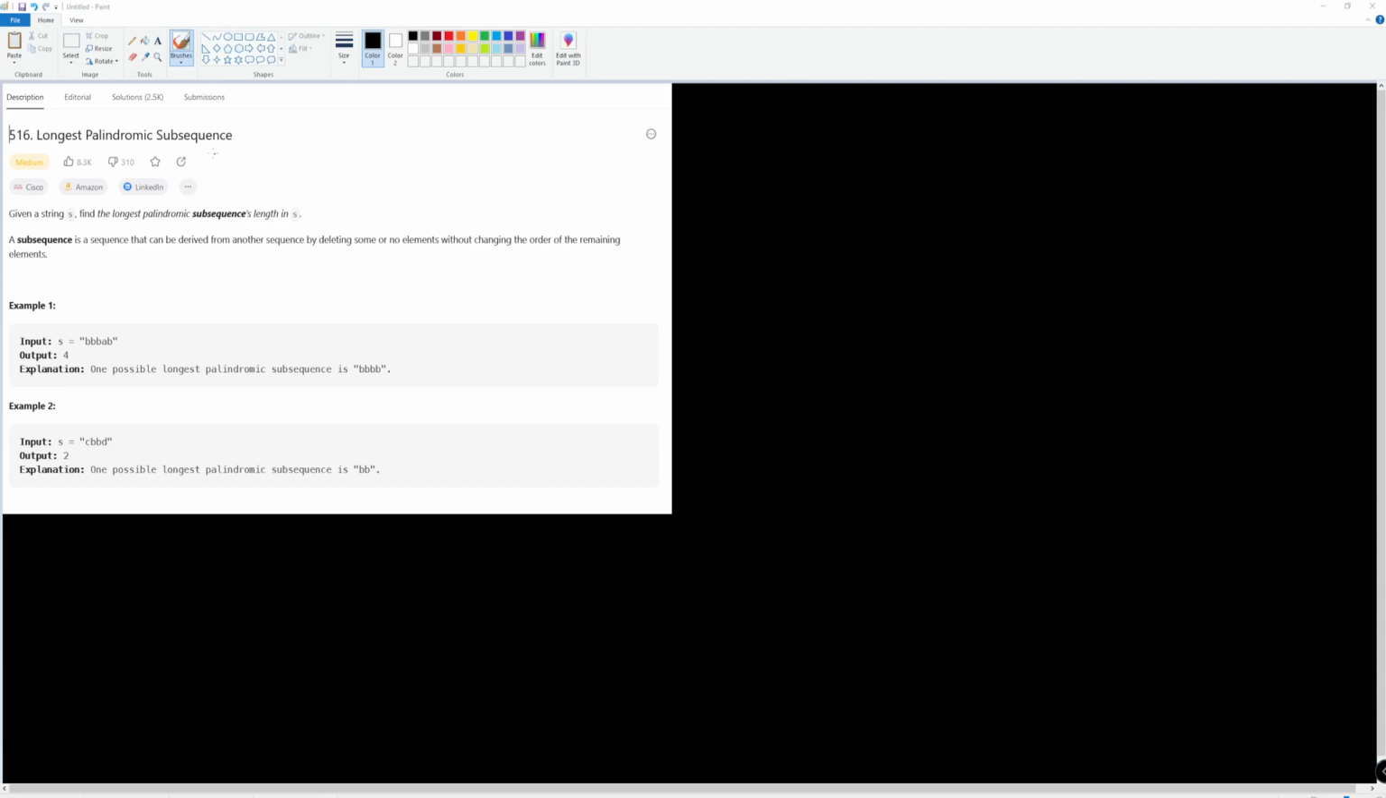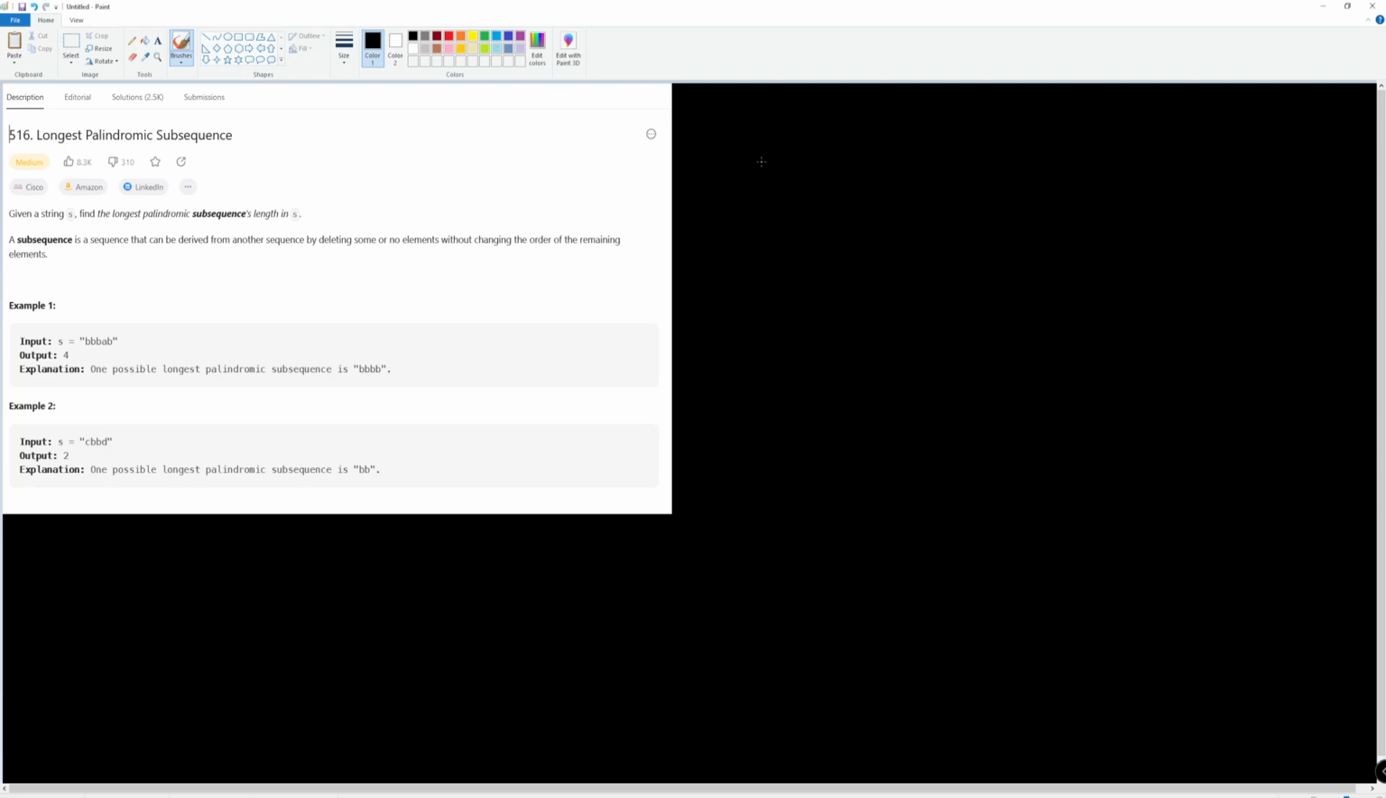So today we're going to be doing problem number 516, longest palindromic subsequence. And we are saying find the longest palindromic subsequence in the word we have. And the difference between this and a substring, so let me show you real quick here.